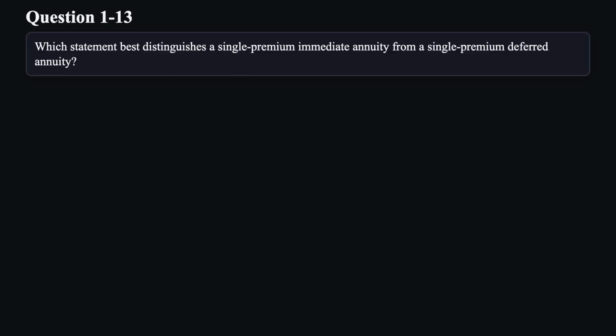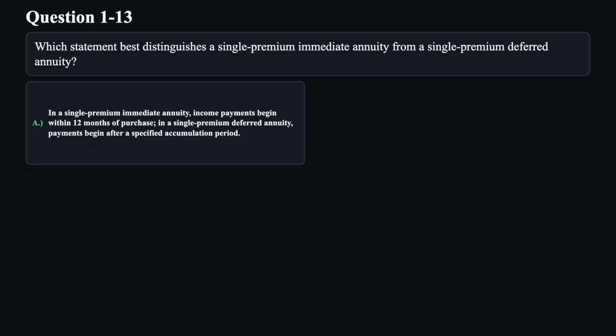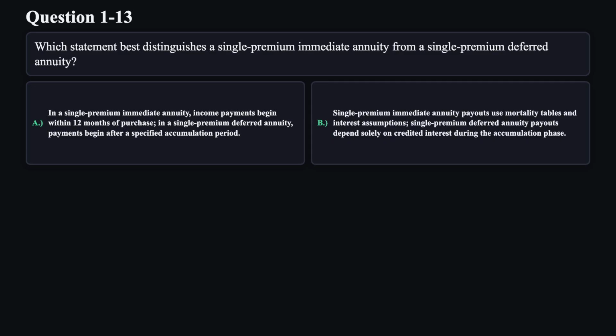Question 13. Which statement best distinguishes a single premium immediate annuity from a single premium deferred annuity? A. In a single premium immediate annuity, income payments begin within 12 months of purchase. In a single premium deferred annuity, payments begin after a specified accumulation period. B. Single premium immediate annuity payouts use mortality tables and interest assumptions. Single premium deferred annuity payouts depend solely on credited interest during the accumulation phase.